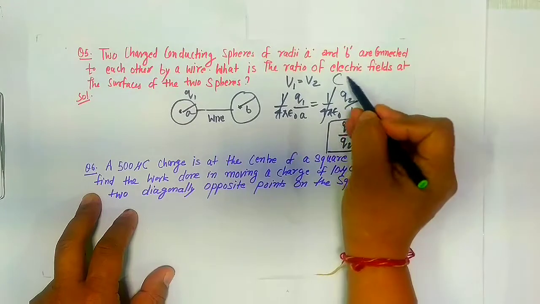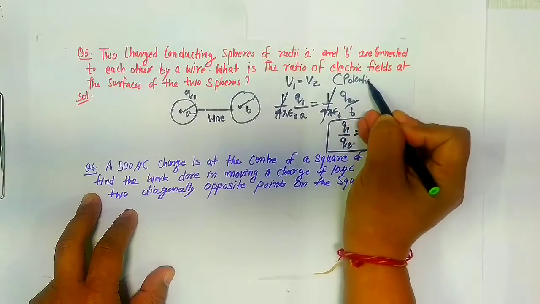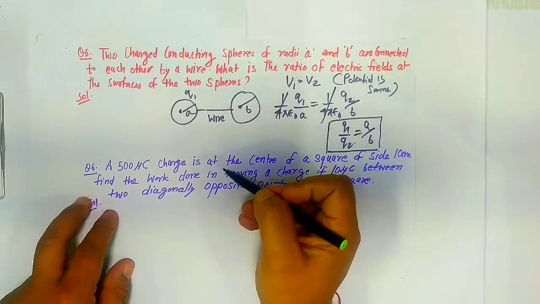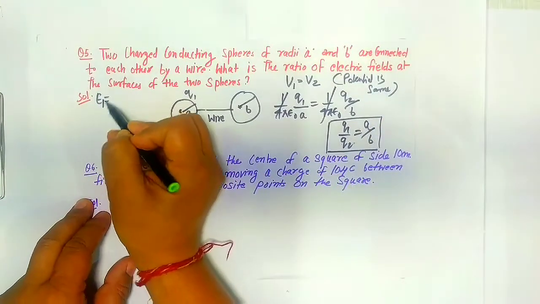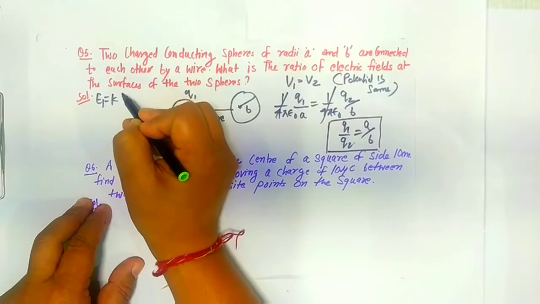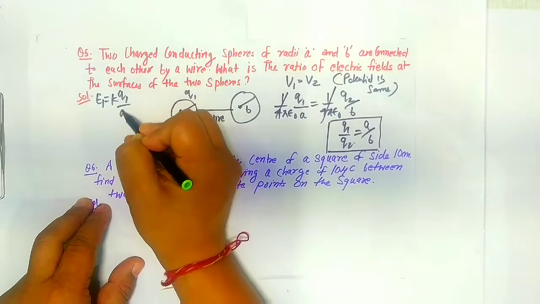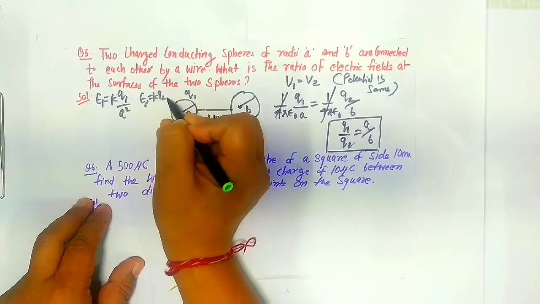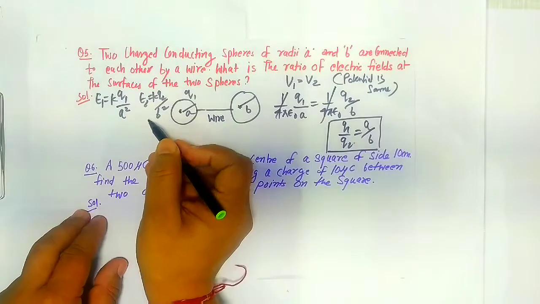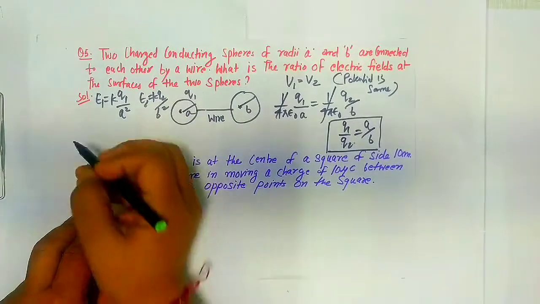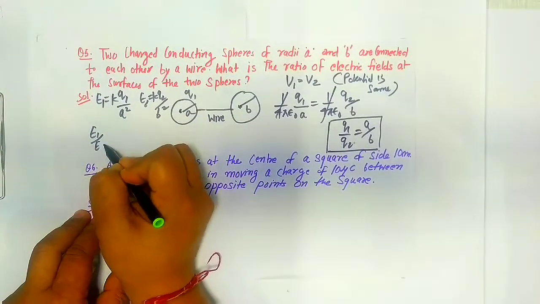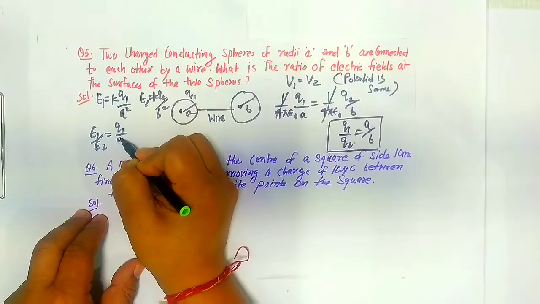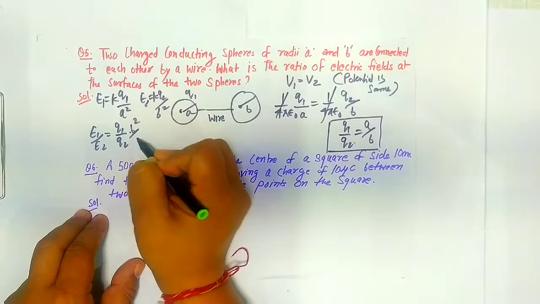Why? Potential will be the same when you connect it by wire. This is the concept. Now, simply what is the ratio of the electric field? All of you know E1 will be K Q1 by A square, and E2 will be K Q2 by B square. This is the electric field. So find the ratio. If you write E1 by E2, it will be simply Q1 by Q2 into B square by A square.